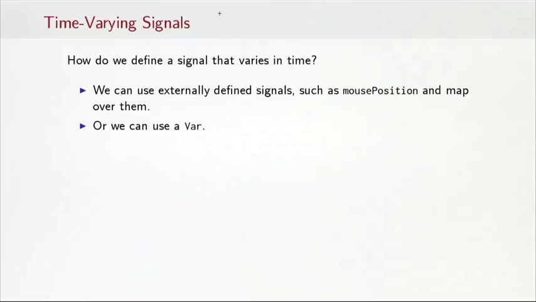Well, we've seen already that some of these varying signals are defined externally, something like mouse position that the system could give us. We can also map over the externally defined signals that vary in time, and that gives us new signals that vary in time. Or the other way is that we can use a Var. A Var is a subclass of Signal that we are going to see next.